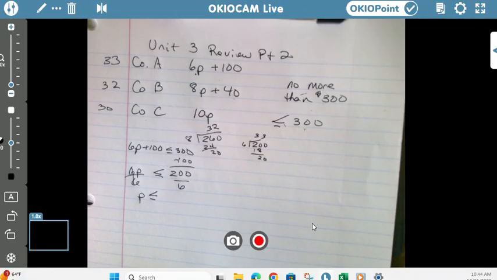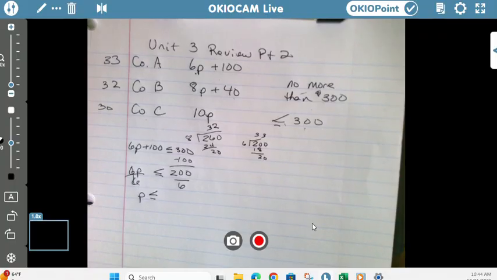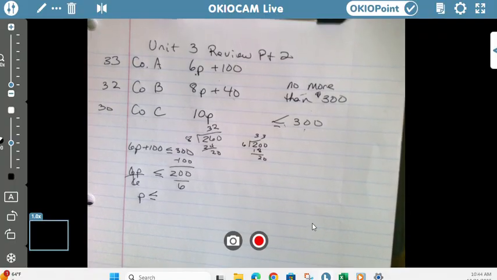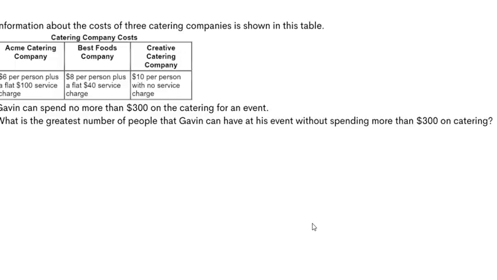So, if he wants to choose a company and he wants to feed the most people, we should go with Company what? Company A, because it can get the most people. Alright, everybody okay with that? Any questions on it? Let me go back to the prompt so you can see what it looks like. Information about 3 catering companies. He can spend no more than $300. He wants the greatest number of people at his event without spending more than $300.